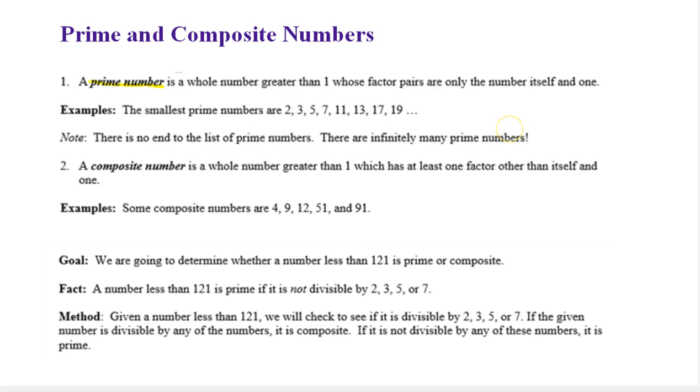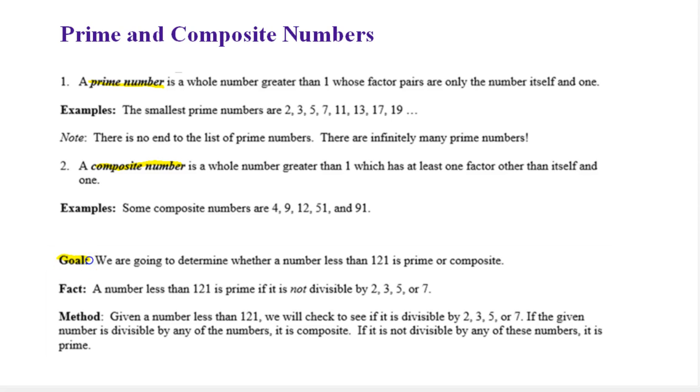There are infinitely many. A composite number is a whole number greater than 1 which has at least one factor other than itself and 1. So some composite numbers are 4, 9, 12, 51, 91. This is divisible by 2, by 3, 2, 3, 4, 6, lots of numbers. These may look like you can't think of any factors right away, but they actually do have factors besides one and themselves. 51 is divisible by 3, 91 is divisible by 7. So we're going to have to be careful when we're trying to determine whether a number is prime or not.